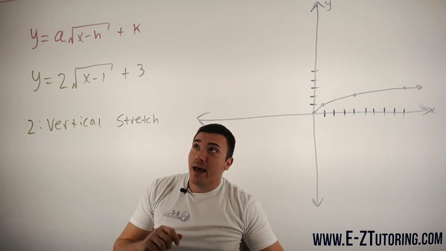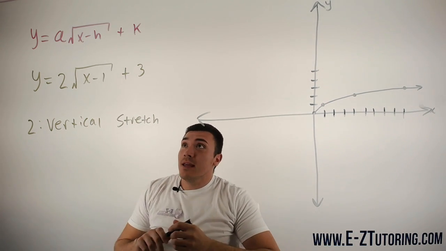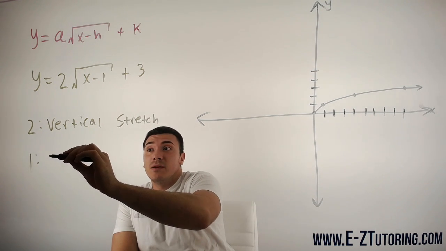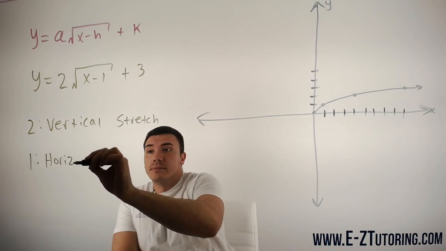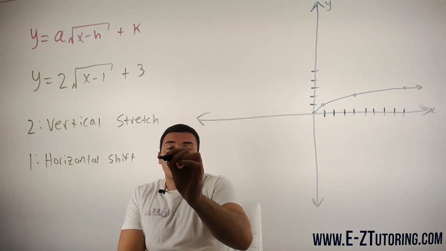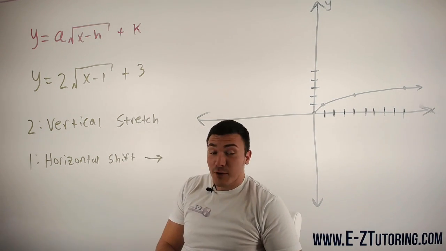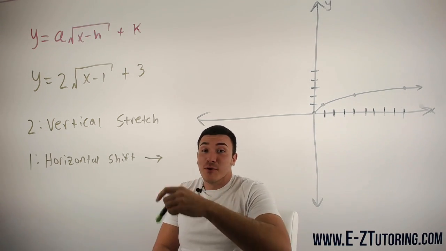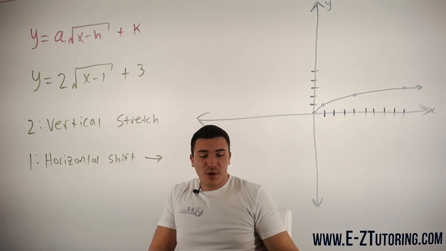All right, so now we can look at the h value. The h value is 1. So this 1 is going to be a horizontal shift. And I'm going to put a right arrow to signify that it's going towards the right since it's minus 1. So minus always means opposite, so that means you go to the right.